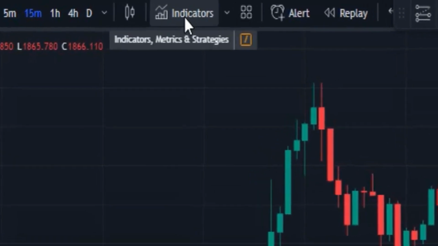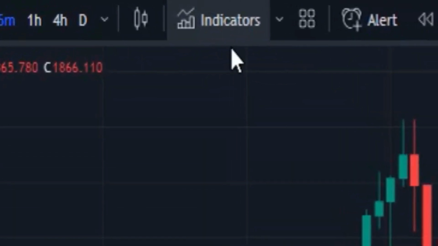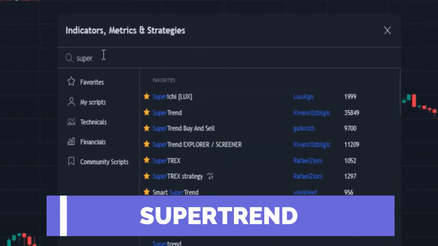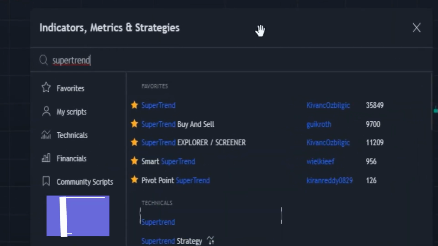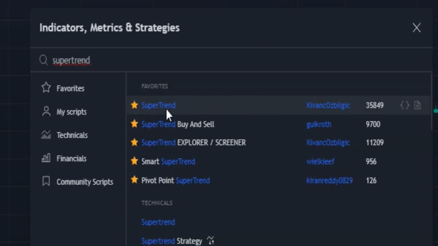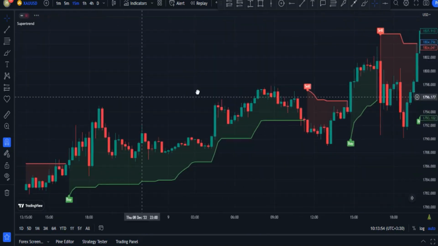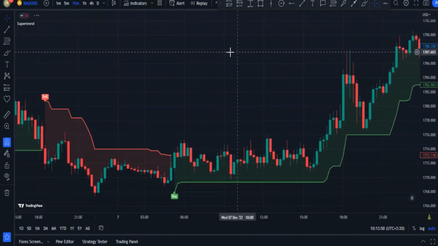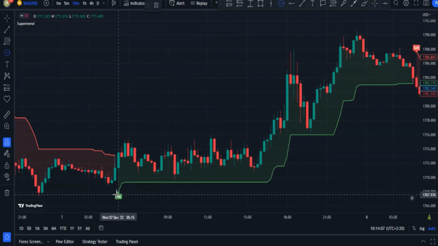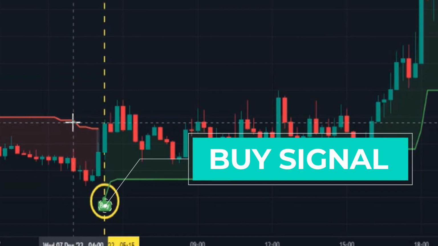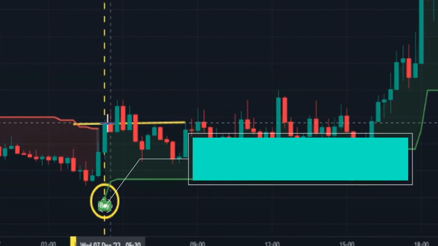So click on the indicators, and in the search section, search for the first indicator, which is called Super Trend. Select this one and click on it to add it to the chart. The Super Trend indicator is displayed on the chart like this. Super Trend is a very simple buy-sell indicator, which means that when it issues a buy signal, you can enter a buy trade at the close of the signal candlestick.